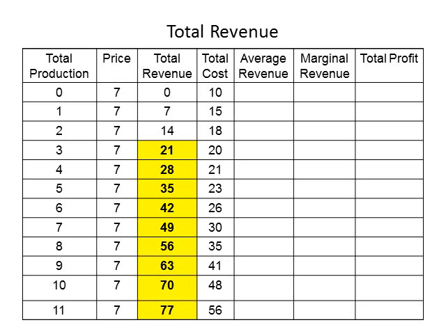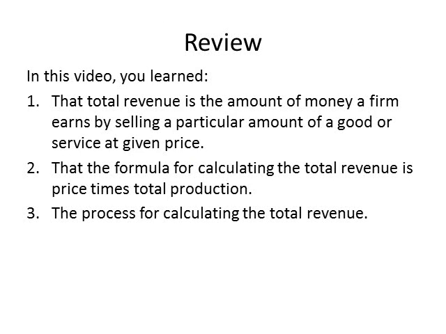Pause the video and check your answers to see if you were correct. In this video, you learned that the total revenue is the amount of money a firm earns by selling a particular amount of good or service at a given price. The formula for calculating the total revenue is price times total production. Finally, you learned the process for calculating the total revenue.